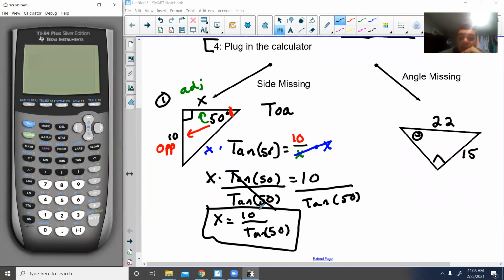But from here, I have my setup. I type into the calculator 10 divided by tan of 50. That gives me 8.39. So I'm going to write 8.39. Box that off. I am done.